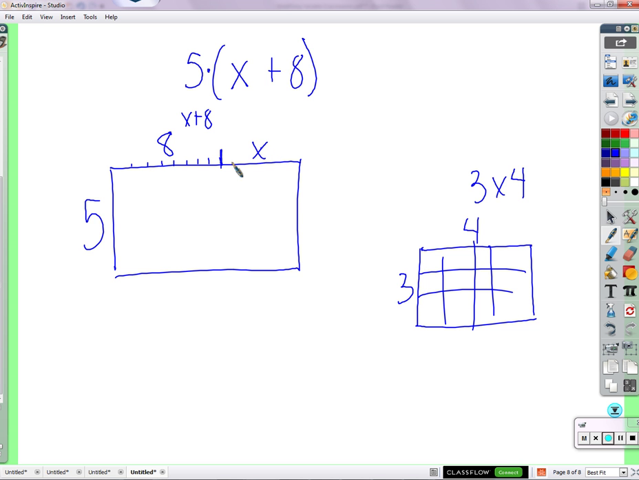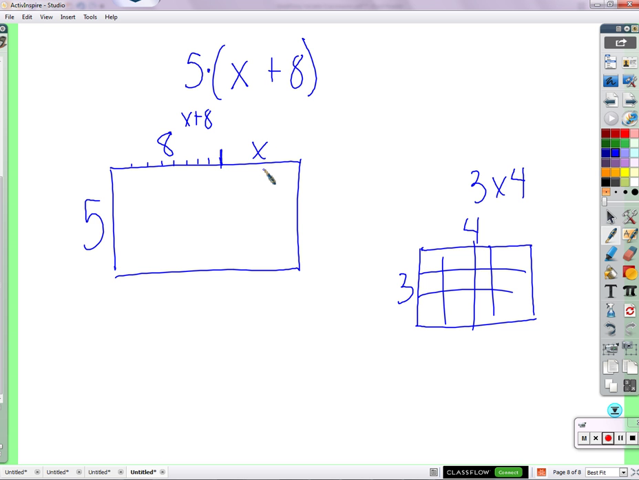If this was 2 and this was 8, how long would this be? That would be 2. So it would be how far? From here, if this was 2, from here to there, how long would that be? 10. 8, and then keep going, 2 more. That's a total of 10.